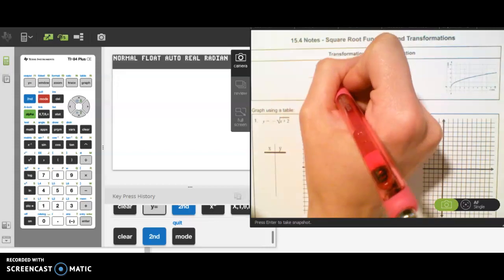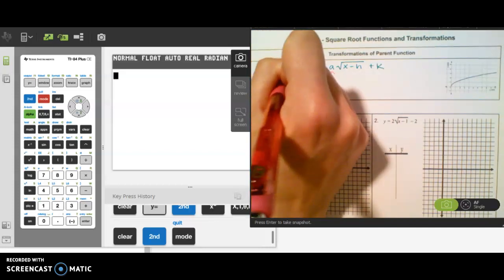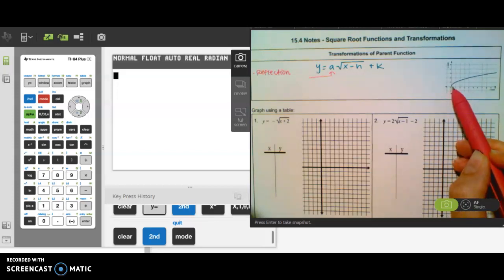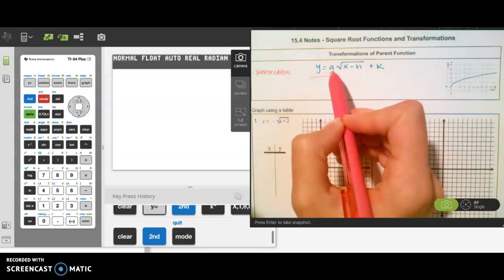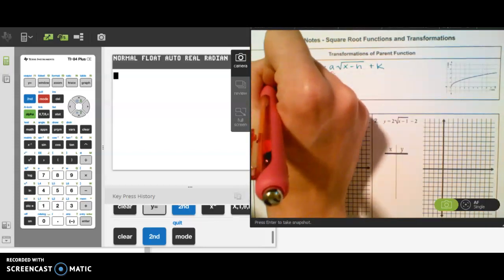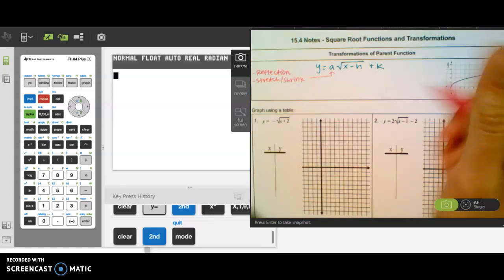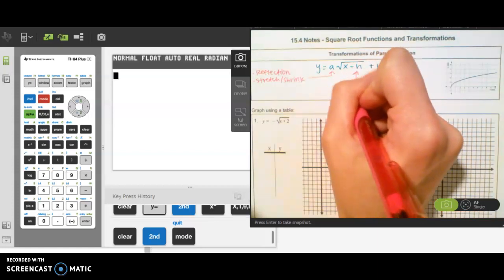So that a is going to tell us, one, if there was a reflection. So usually if there's not a reflection, it's going to look something like this where it curves up. But if there is a reflection, then it will curve down, kind of like that. And then the second thing a tells us is whether there was a stretch or a shrink. Then that h value, that h tells us whether it went left or right.